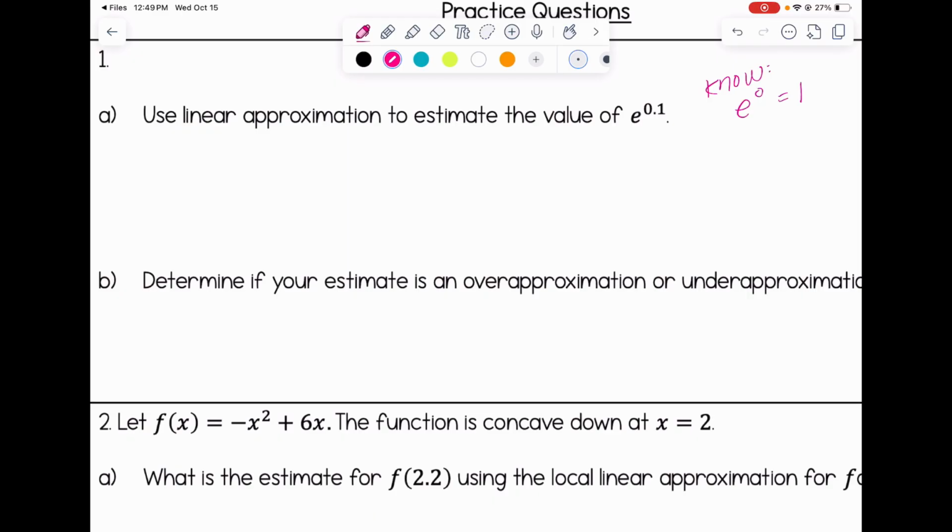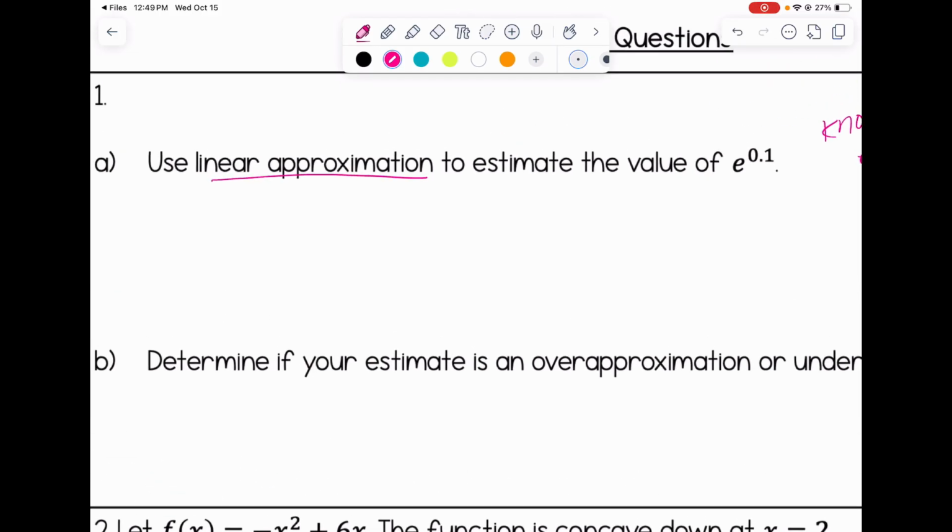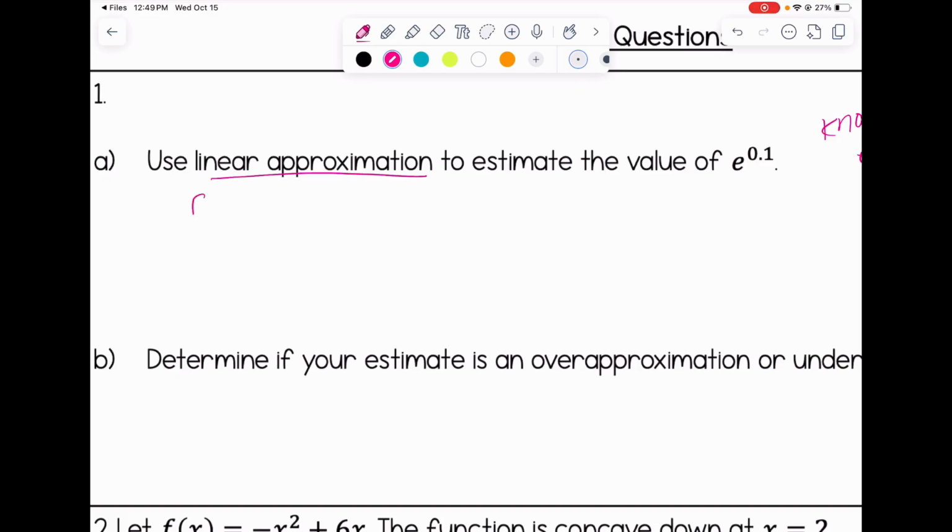But then we want to put it all together and actually use the linearization process. Our function here is f of x equals e to the x, and in this case a is 0. We said just now that 0 would produce an output of 1. The derivative of e to the x is itself, and the derivative at 0 is 1.